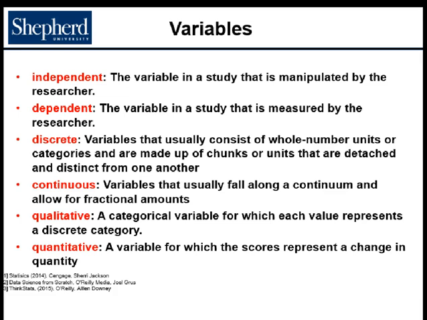A categorical variable for which each value represents a discrete category is a qualitative variable. A variable for which the scores represent a change in quantity is a quantitative variable.